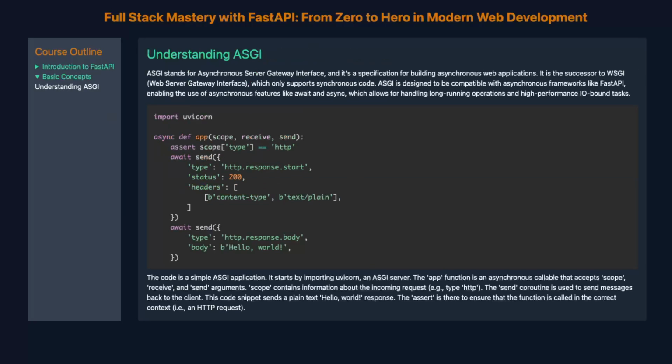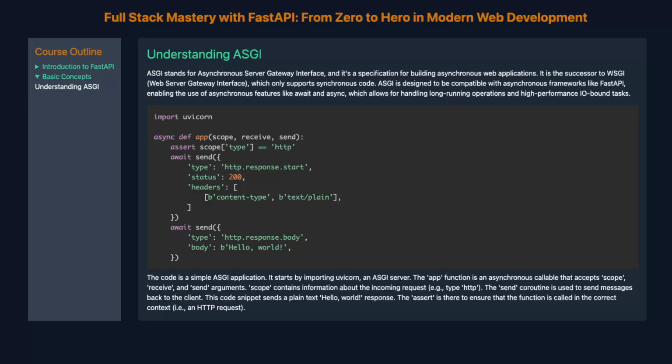Understanding ASGI. ASGI stands for Asynchronous Server Gateway Interface, and it's a specification for building asynchronous web applications. It is the successor to WSGI, Web Server Gateway Interface, which only supports synchronous code. ASGI is designed to be compatible with asynchronous frameworks like FastAPI, enabling the use of asynchronous features like await and async, which allows for handling long-running operations and high-performance I/O-bound tasks.